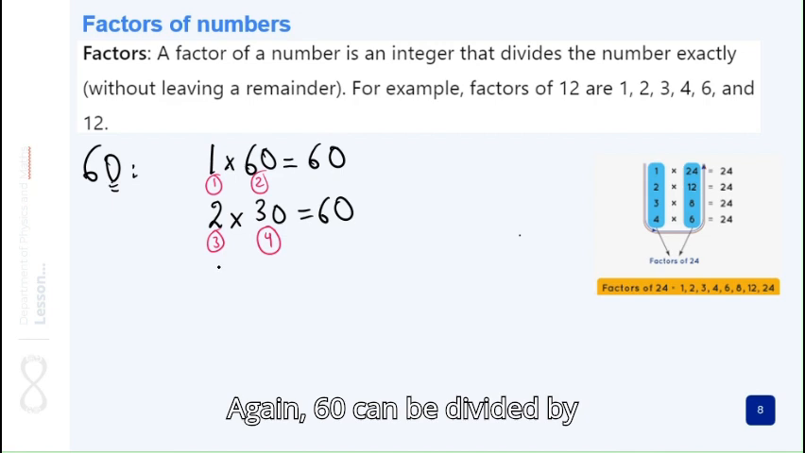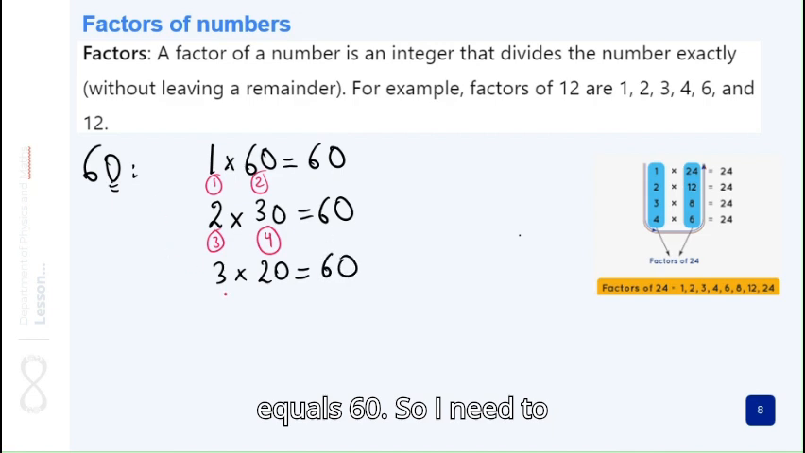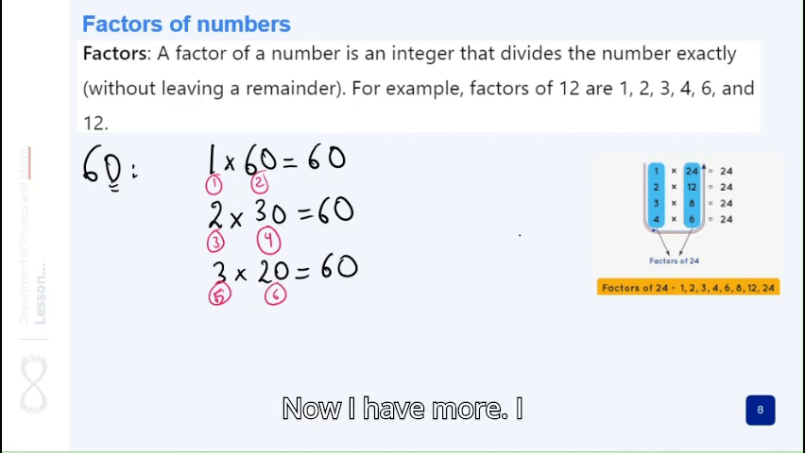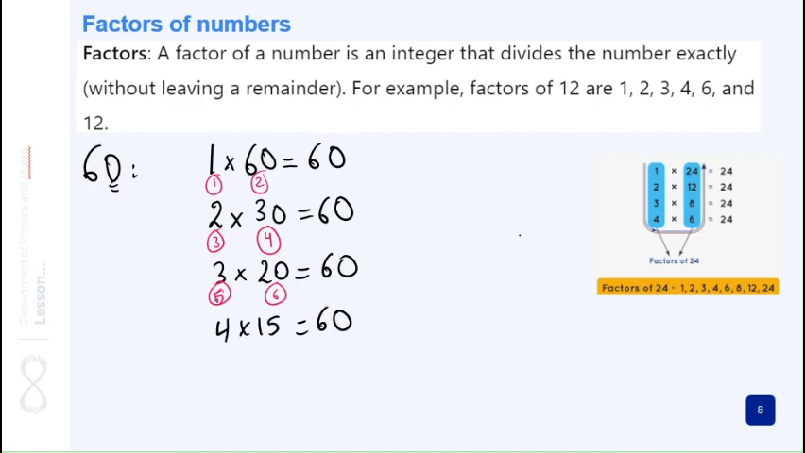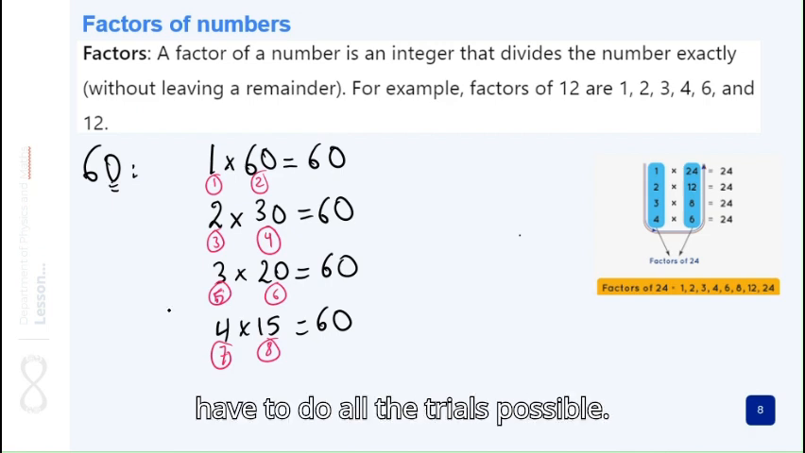Again, 60 can be divided by 3. 3 times 20 equals 60. So I need to take these into consideration. Now I have more. I can say 4 times 15 is equal to 60. That means 60 has two more factors. They are 4 and 15. This is not the end. I have to do all the trials possible.